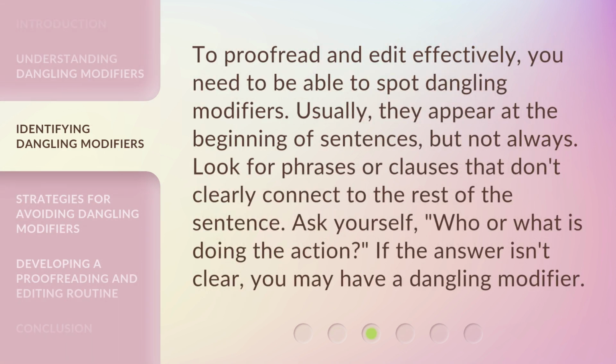To proofread and edit effectively, you need to be able to spot dangling modifiers. Usually, they appear at the beginning of sentences, but not always. Look for phrases or clauses that don't clearly connect to the rest of the sentence. Ask yourself, who or what is doing the action? If the answer isn't clear, you may have a dangling modifier.